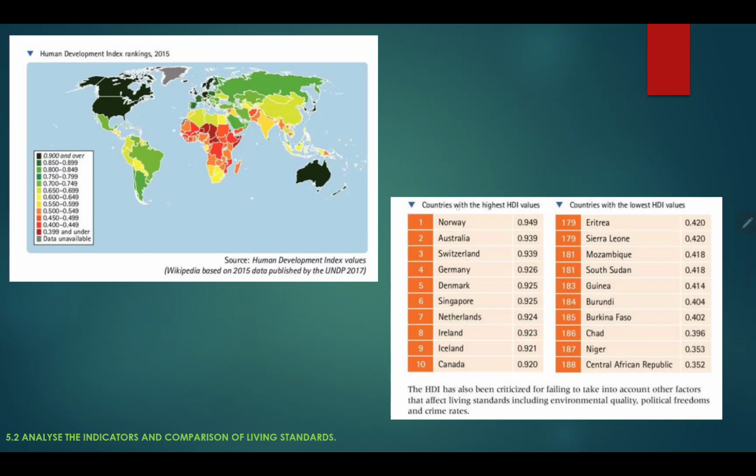And these are the countries with the highest HDI: Norway 0.949, and the lowest, like Central African Republic 0.352. HDI depends on living standards, education, and health, as we learned.